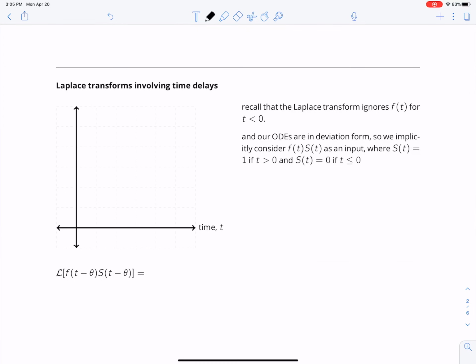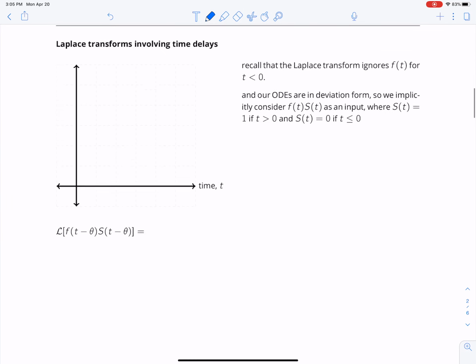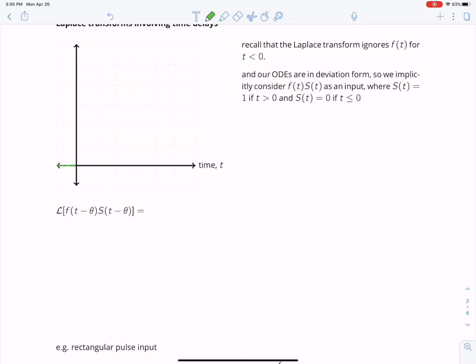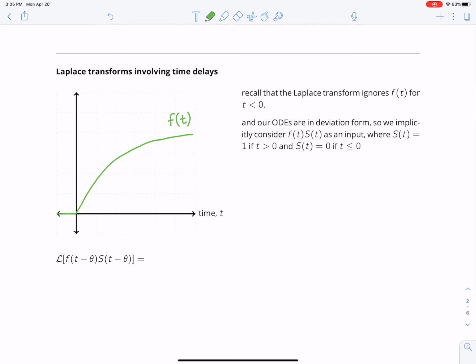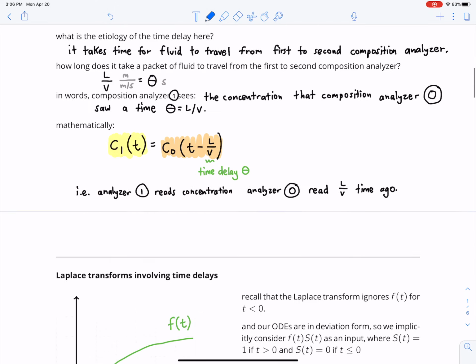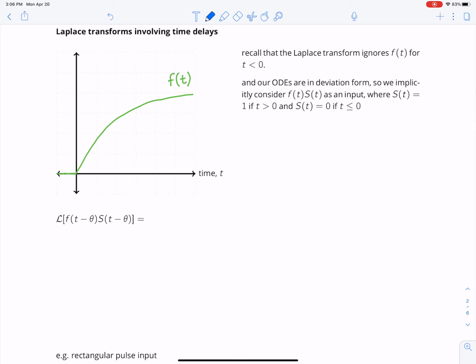So now what happens whenever we have time delays in our system and we need to take the Laplace transform of them? So let's go back to drawing an example function. Let's draw f of t. Let's draw some function, and let's say it looks like that, okay? So this is your function f of t. All right, and now we consider this function, we introduce a time delay. And we'll use blue like we did above. And I'll introduce a time delay of theta.